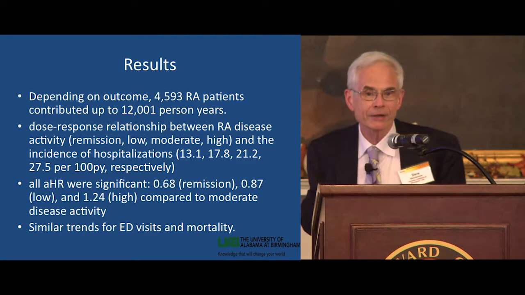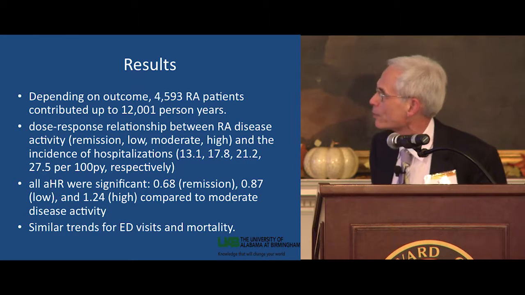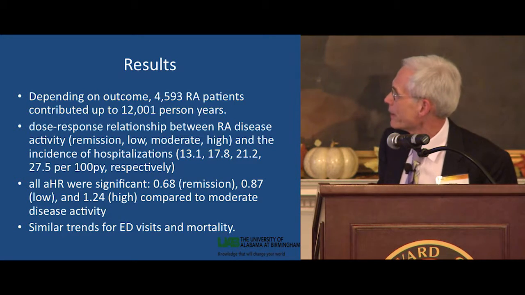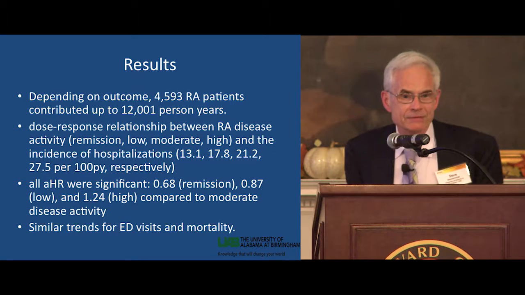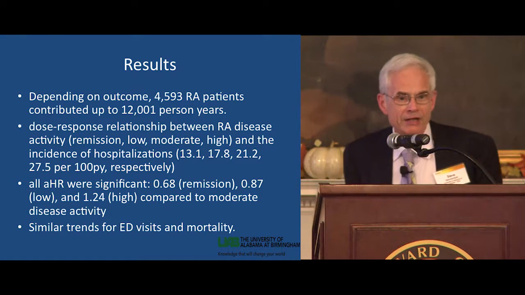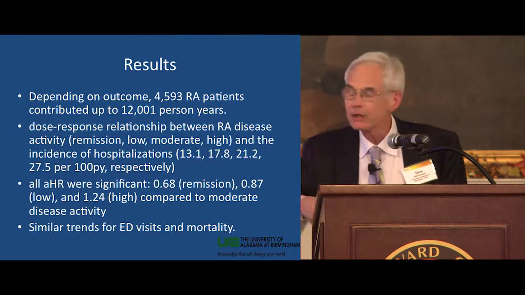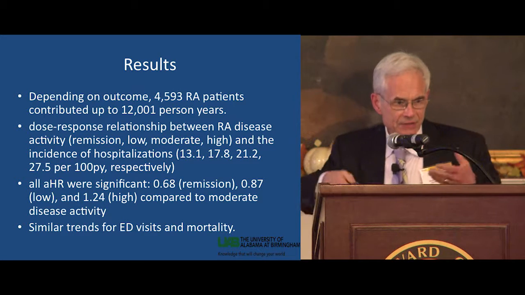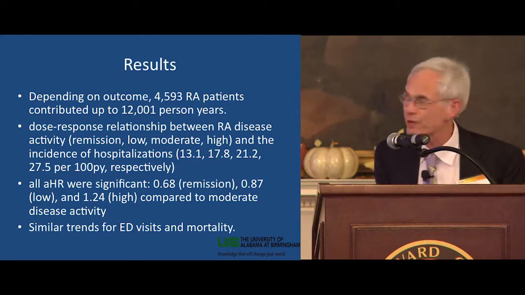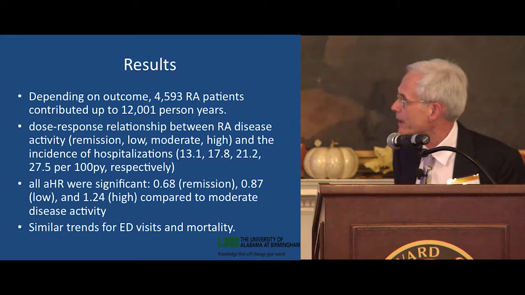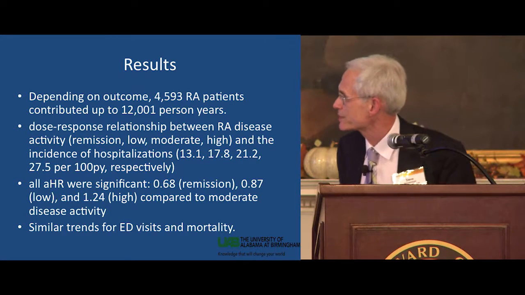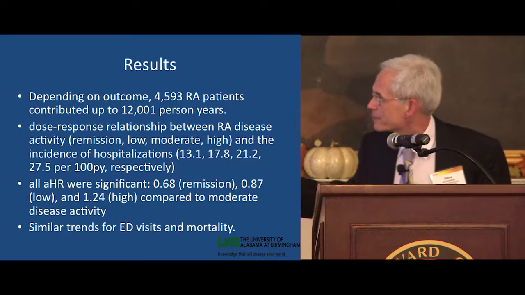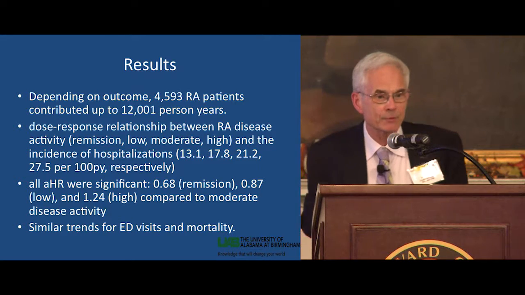Surprise! People who are in really bad shape with their arthritis are in the hospital more. And people who are in remission are in the hospital a lot less. Good news, but not a surprise, but you really would like to understand what is the implication of this. If we do a better job treating the disease, there are significant downstream savings. All of the adjusted hazard ratios were significant, relating disease activity, and they found similar trends for emergency department visits and mortality.